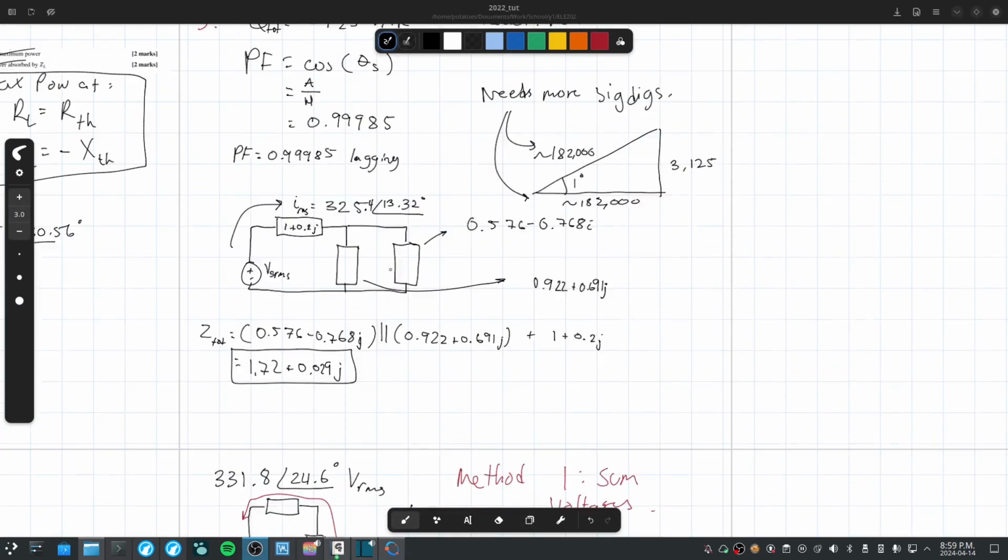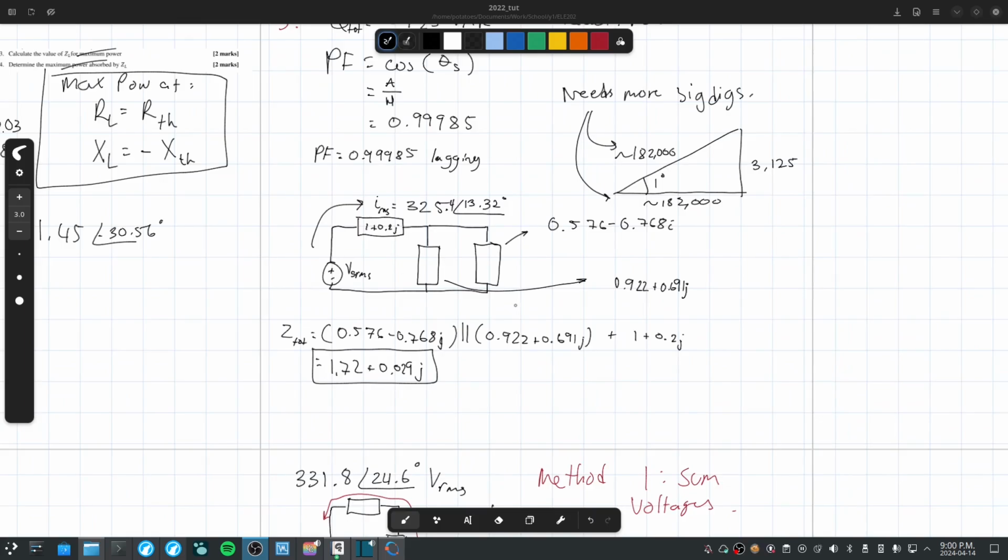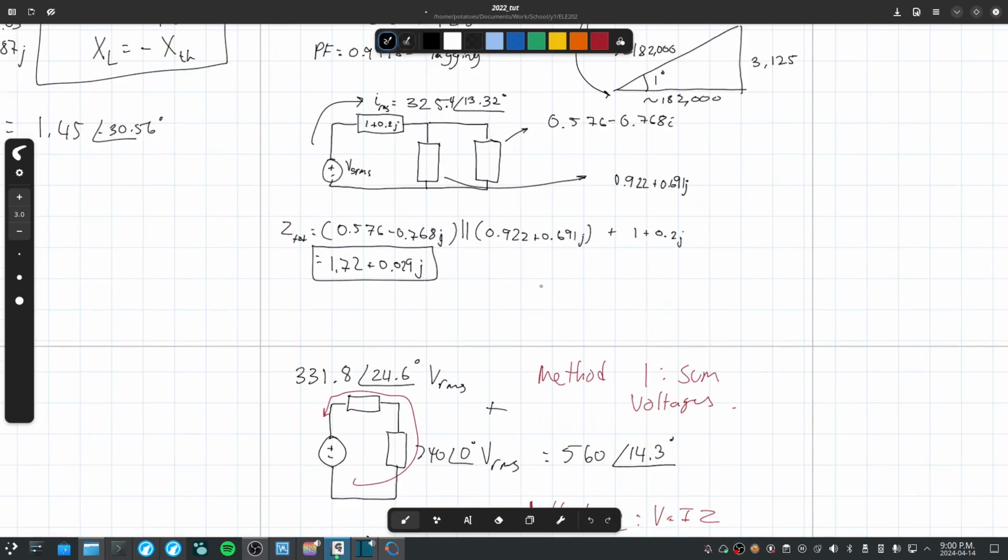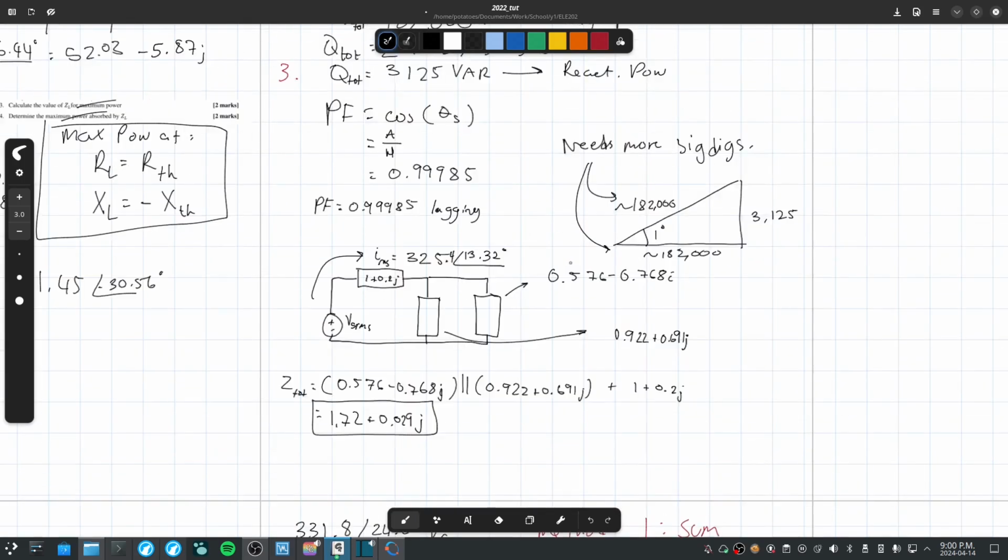Hello, I am recording this in post because once again, I have severe calculator deficiency. I copied this number wrong. I accidentally put a negative in front of it. I'd be very concerned if you have negative resistance. Please tell me how you would do that. But if you do the math properly, you will get that the Z total is 1.72 plus 0.029 j. Now that's your answer for Z total.